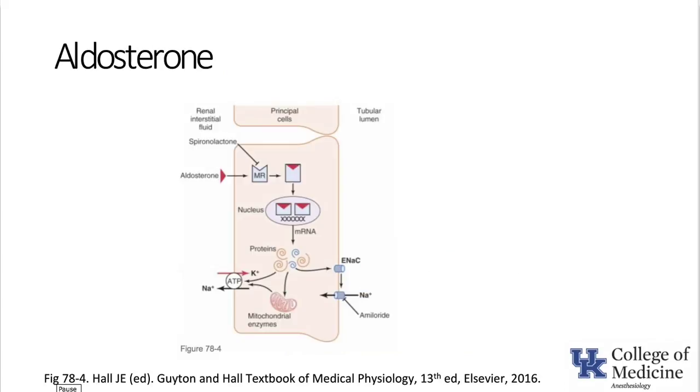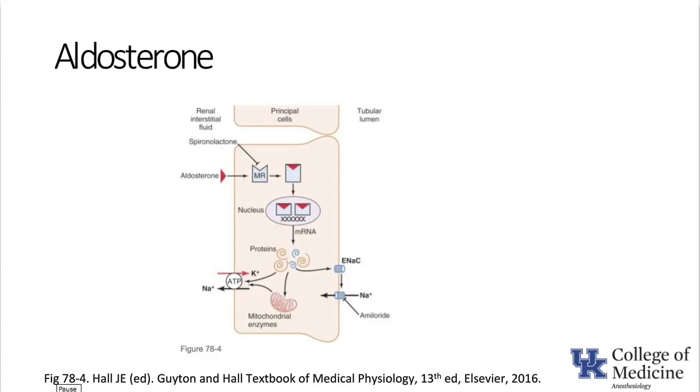This slide shows the mechanism of action of aldosterone. It combines with a mineralocorticoid receptor in the cytoplasm and then is transported to the nucleus, where it is responsible for creating proteins that increase sodium reabsorption. Absence of aldosterone results in hyponatremia.